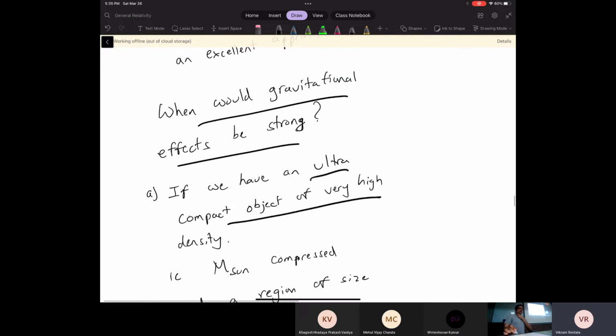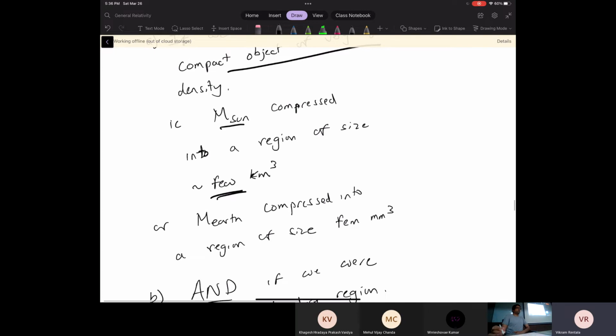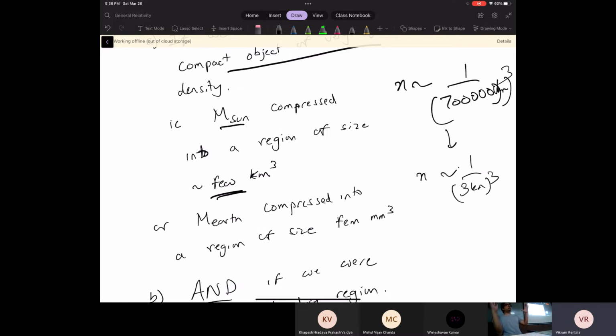Well, if you have an ultra compact object of very high density. So if you took the mass of the sun and you somehow compressed it from the 700,000 kilometer radius object to a 3 kilometer radius object, something of a radius of a few kilometers. So imagine that you're now taking something which has a number density which is spread out over a 700,000 kilometer cube, and you're now compressing this into a 3 kilometer cube. Look at how much you had to compress it. The density had to increase by a factor of 10 to the 6 cubed. So an increase in density by a factor of 10 to the 18.